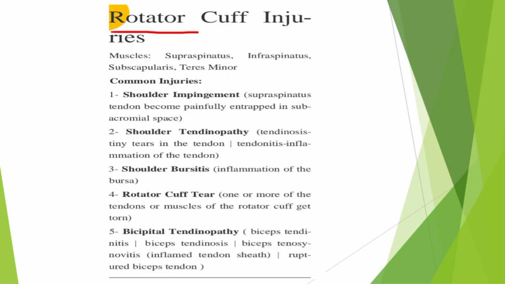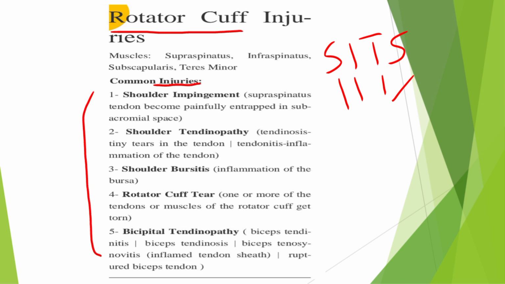is rotator cuff injury. In the rotator cuff, there are four muscles. Remember this by the mnemonic SITS: supraspinatus, infraspinatus, teres minor, and subscapularis. These are the four muscles that form the rotator cuff. The most common injuries that cause rotator cuff pathology are as follows. There are five injuries that cause rotator cuff pathology or injury.